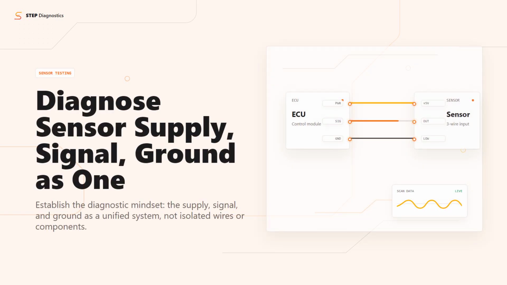Modern sensor circuits depend on power supply, signal, and ground, working together as a system. If any leg fails, your measurements or scan data can point you off course. Let's learn to prove each path and avoid misleading clues.